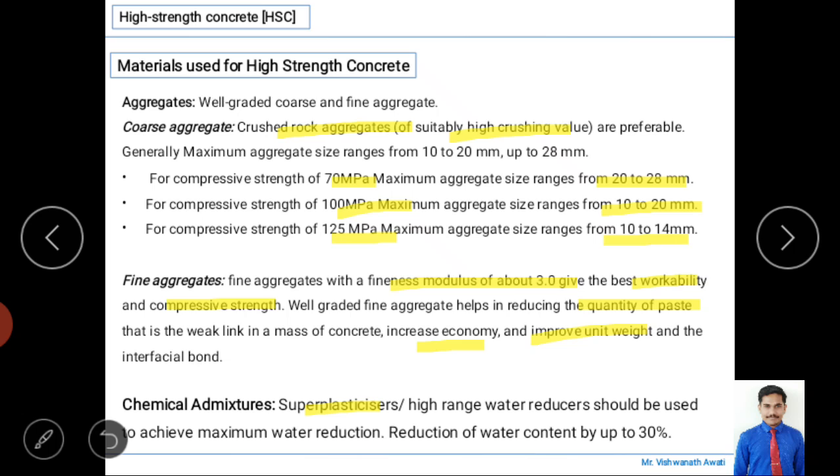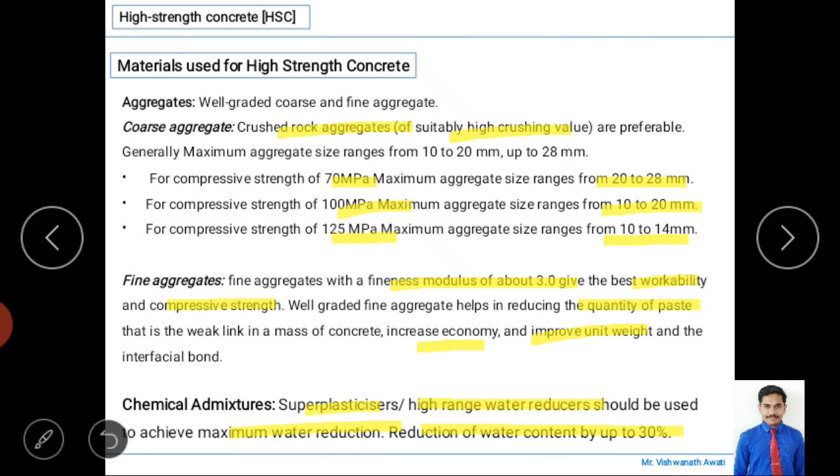So mainly plasticizers and superplasticizers are used as high range water reducers. It is also called a high range water reducer, and should be used to achieve maximum water reduction. So mainly it reduces the maximum water use, right? It is a reduction, not an increase; it reduces water. We can even reduce up to 30% of the water requirement.